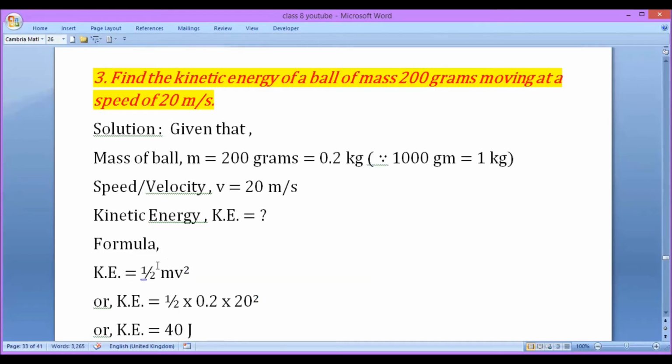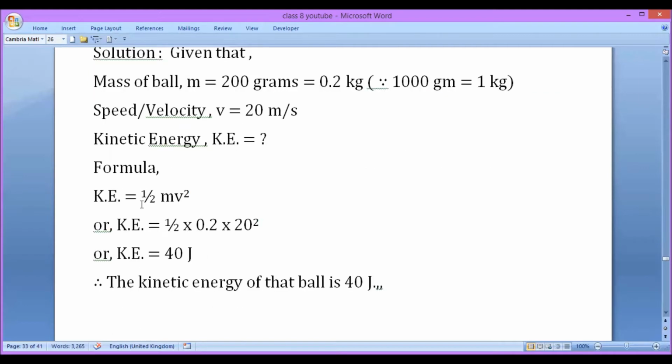We can use the formula. There are only two values, m and v, and the formula to determine the kinetic energy is 1 by 2 multiply m multiply v square. It is the formula to determine the kinetic energy. You have to understand this formula from the lesson. Okay, now put the values in the kinetic energy.